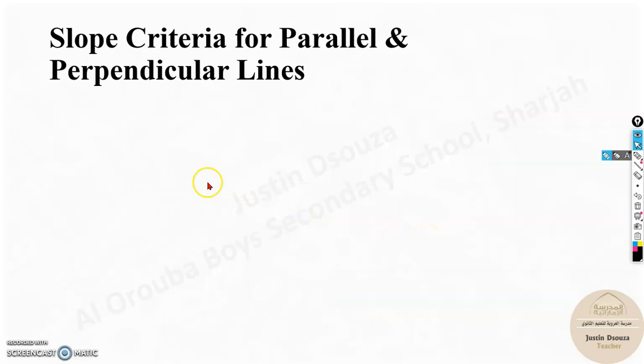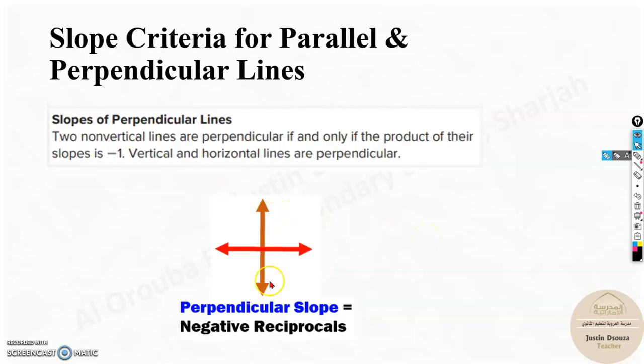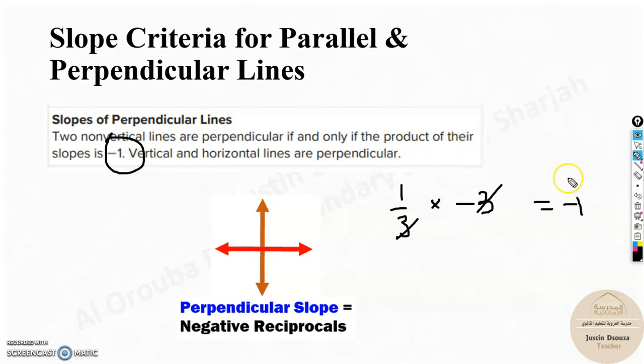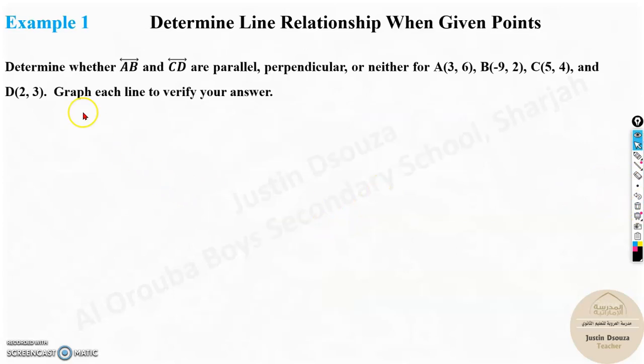Same way for perpendicular, the slopes are negative reciprocals. Imagine you have the slopes of these two lines, for example 1 by 3 and minus 3. Whenever you multiply these two slopes, you must get negative 1. So if the product of the two slopes is negative 1, then they are perpendicular. So this is the thing. Now we will see a problem over here.